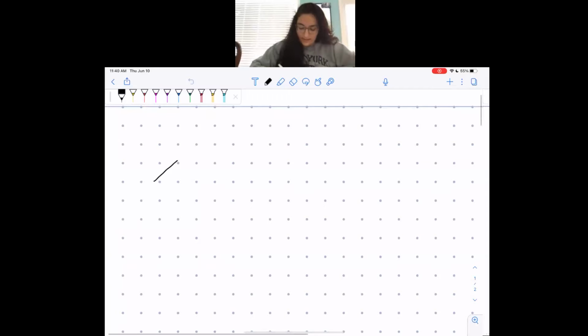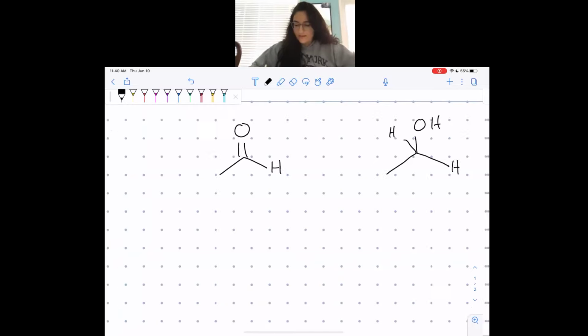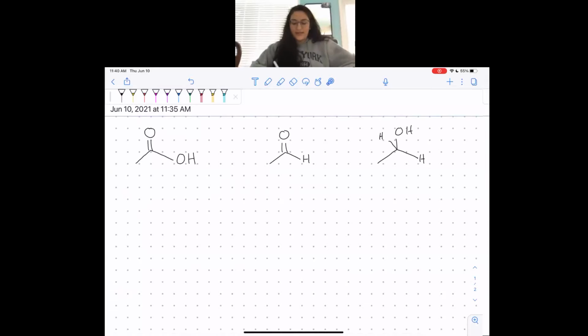So we have this, we have this, and we have this. So this is a carboxylic acid, this is an aldehyde, and what kind of alcohol is this? Primary, secondary, or tertiary? Primary. Awesome, I agree.